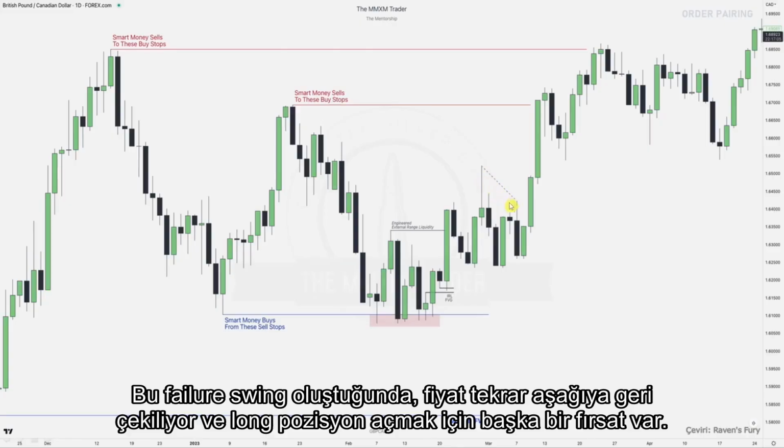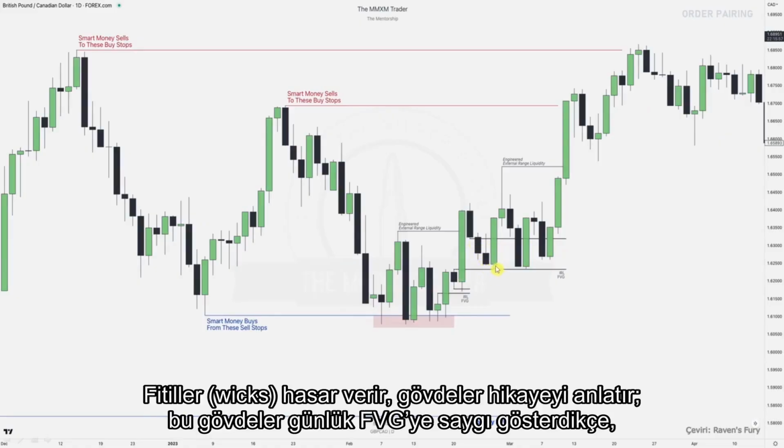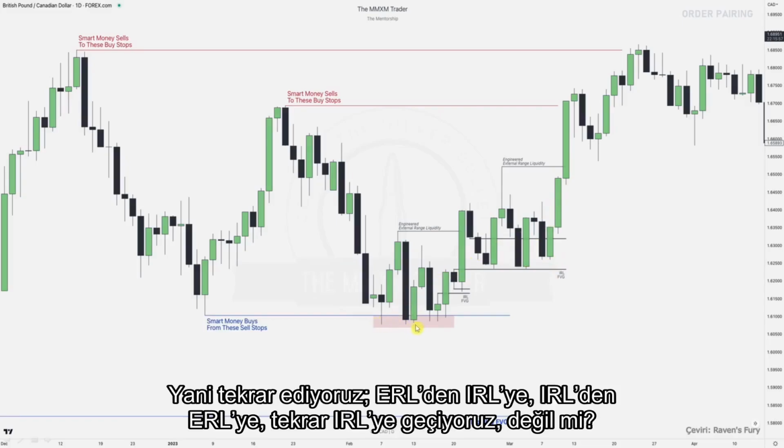So with this failure swing being formed, we've got a retracement lower, right? And there's another opportunity to get in. This big fair value gap up here is still being respected by the bodies. The bodies are important, right? The wicks do the damage, the bodies tell the story. So as long as these bodies are respecting this daily fair value gap, we are still good to go into external range liquidity. So we're going from external into internal, into external, back into internal, right?